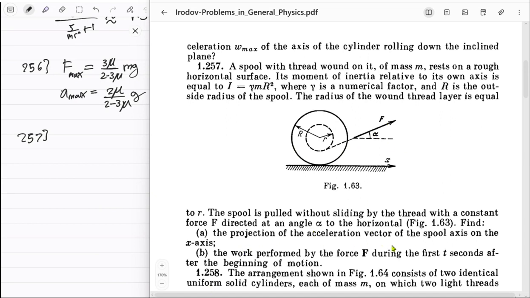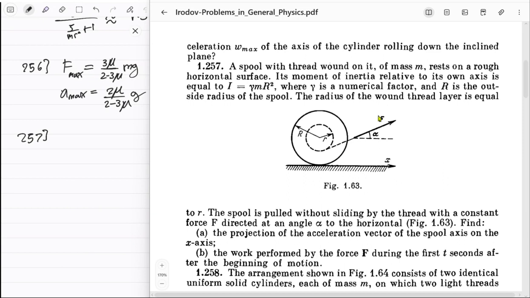The acceleration vector of the spool on the x-axis. That's easy. Wait, there's also a y projection. How can there be a y projection? I mean, that vertical force, do we have to... what? The acceleration vector of the spool axis on the x-axis. That's just the x. That's just the acceleration, because there's no y component. Can there be a y component?